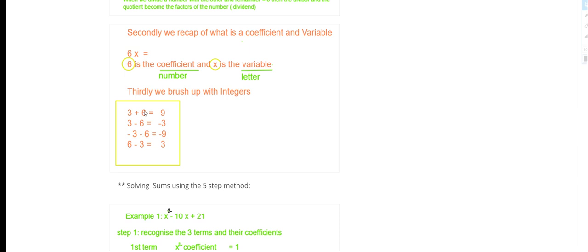If I have two positive numbers, I add them and the sign is positive. If I have two negative numbers, I add them, but the sign is negative. But if I have one positive and one negative, I always subtract. As you see here, 3 minus 6 is minus 3 and 6 minus 3 is 3. The sign is that of the greater number. Let's begin solving the first sum using my 5-step method.